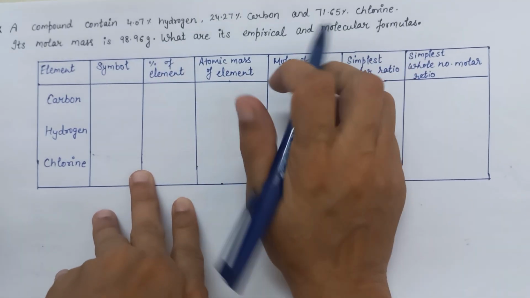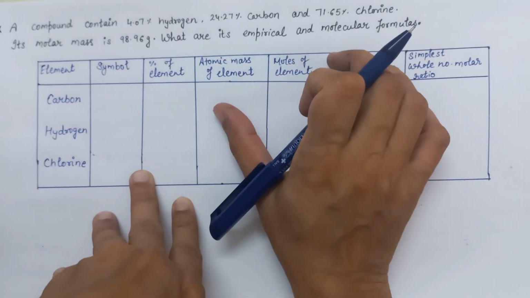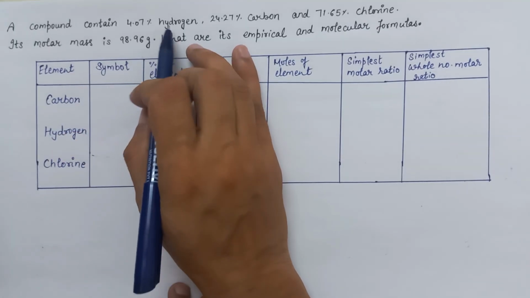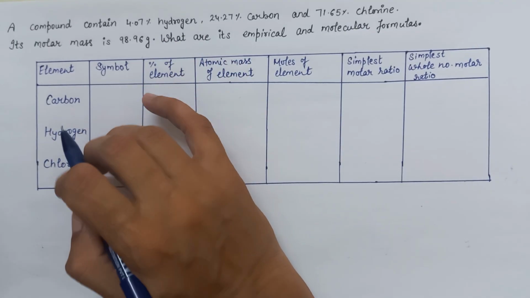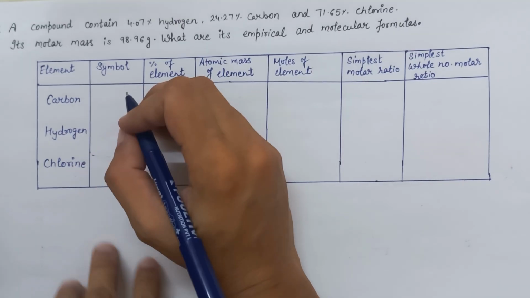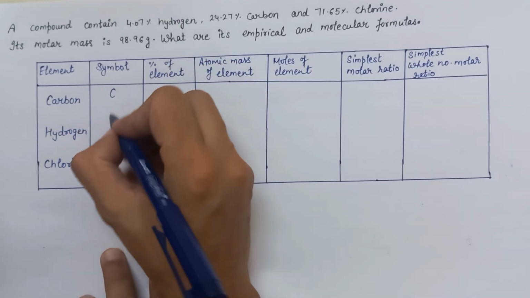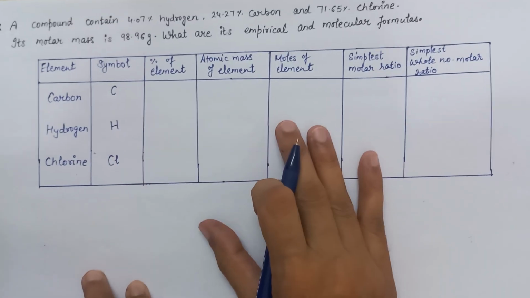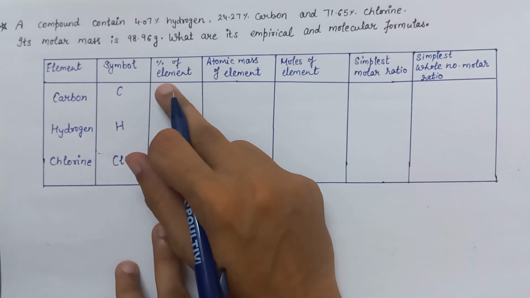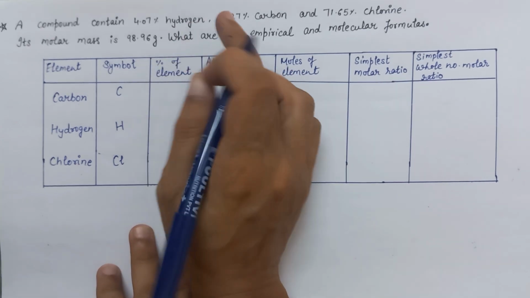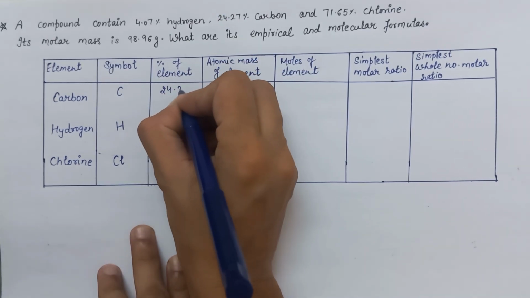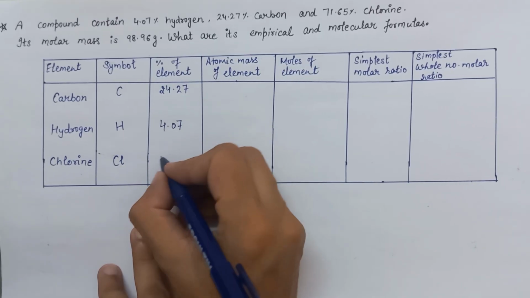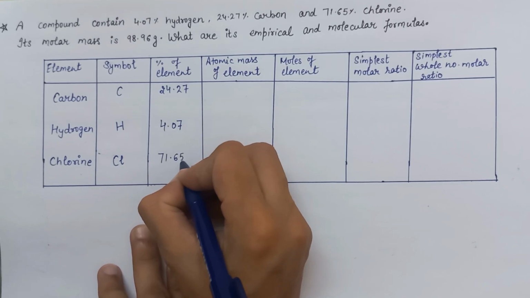So first of all, in order to solve this type of numerical, we have to make a table, and in this table, in the first column we have to mention the elements whose percentage composition is given. So we have carbon, we have hydrogen, and we have chlorine. In the next column we write down the symbol of these elements. We have C for carbon, the symbol for hydrogen is H, and for chlorine we have Cl. In the next column we have to mention the percentage of the element which is given. So for carbon we have 24.27, for hydrogen we have 4.07, and for chlorine we have 71.65.